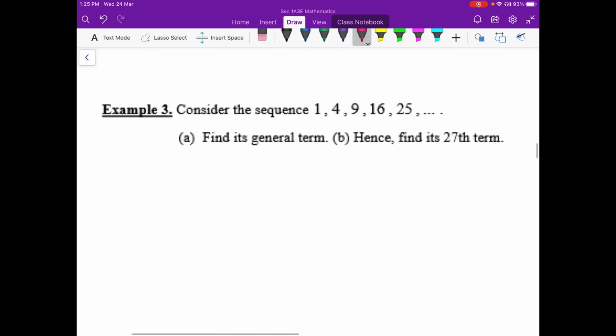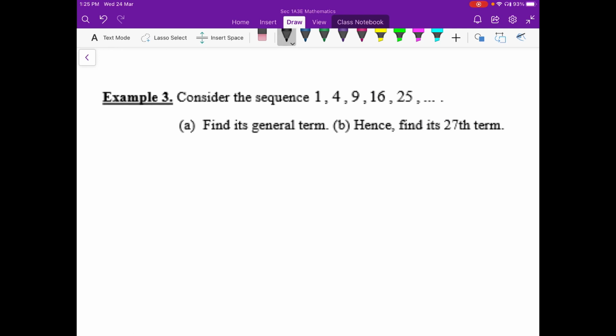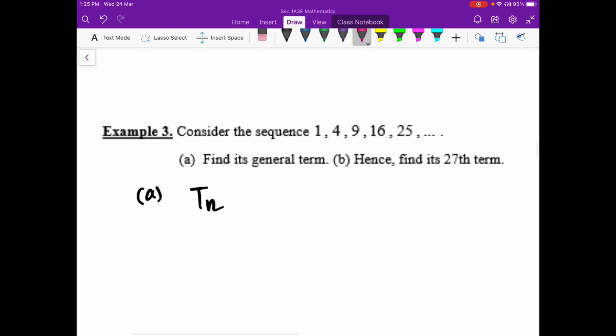Next, example number 3. Number sequence 1, 4, 9, 16, 25. Oh, that was my first example. Find the general term. We've done this earlier already. So part A, Tn, the general term. Above it, I'll write T1, T2, T3, T4, T5, dot, dot, dot, Tn. I want to find the relationship between this little number and the actual value in the term. 2 and 4, 3 and 9, 4 and 16, 5 and 25.